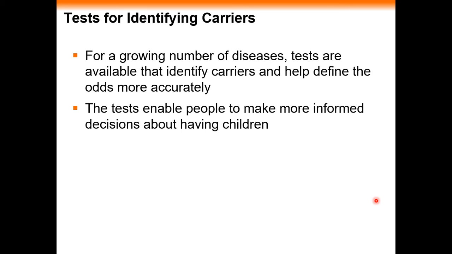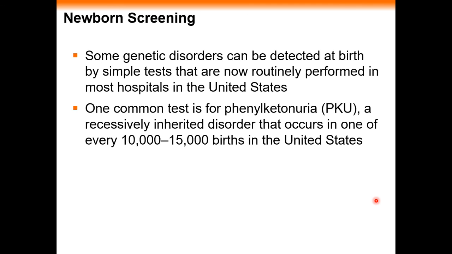With this growing number of diseases, we can identify carriers, and we can make some really important, informed decisions about having children. So some things we screen for originally at birth, like PKU, phenylketonuria. We're not really going to talk about that, but now we do a lot of screenings at birth to find some things out because we want to treat it early on and make sure we don't have these certain conditions.